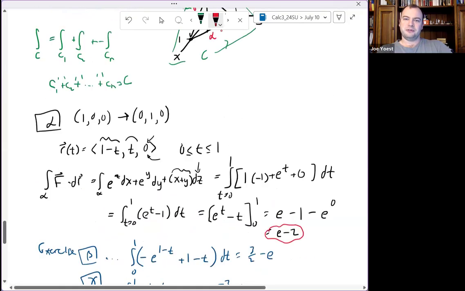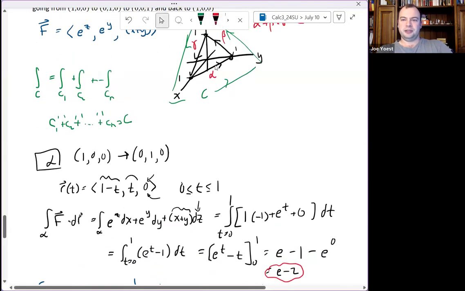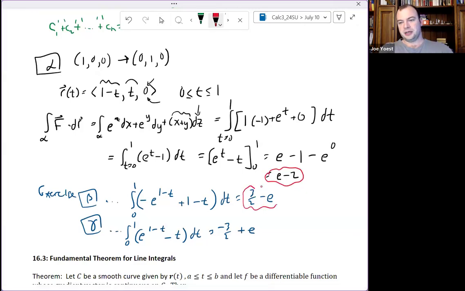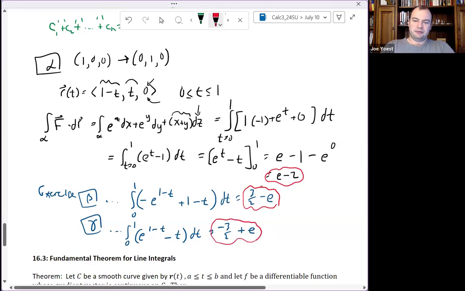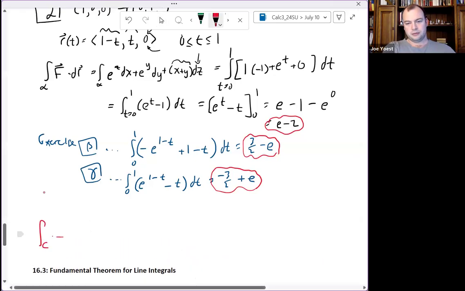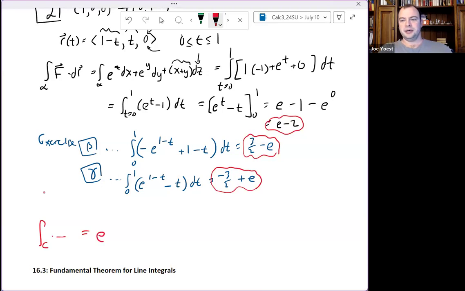So for my first curve, the bit in the xy plane, the curve alpha, I got e minus 2. For my second, in the yz plane, 3 halves minus e. And then from the third, negative 3 halves plus e. So my integral over the whole curve is the sum of these: e minus e plus e gives me a net 1 e. And the 3 halves minus 3 halves goes away, leaving minus 2 for my whole integral.